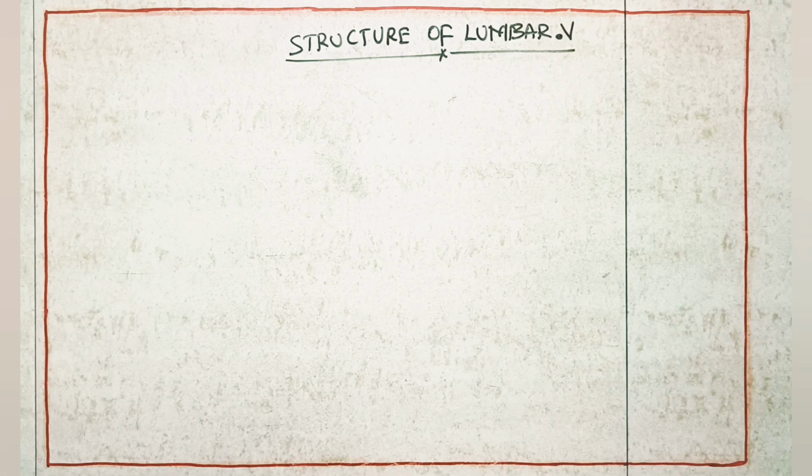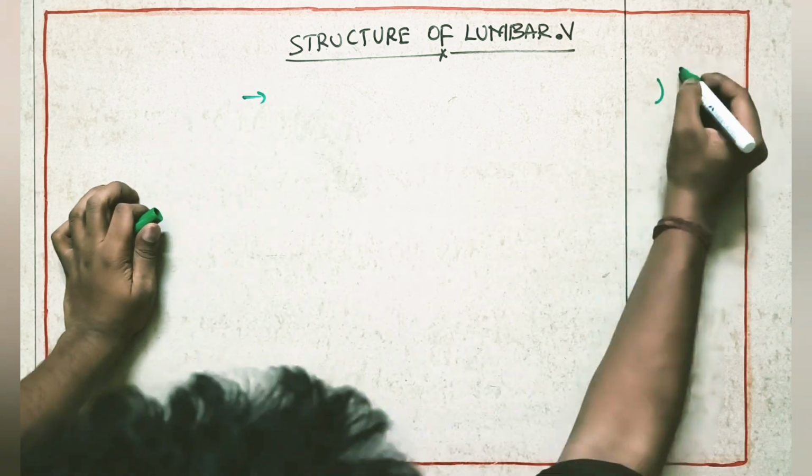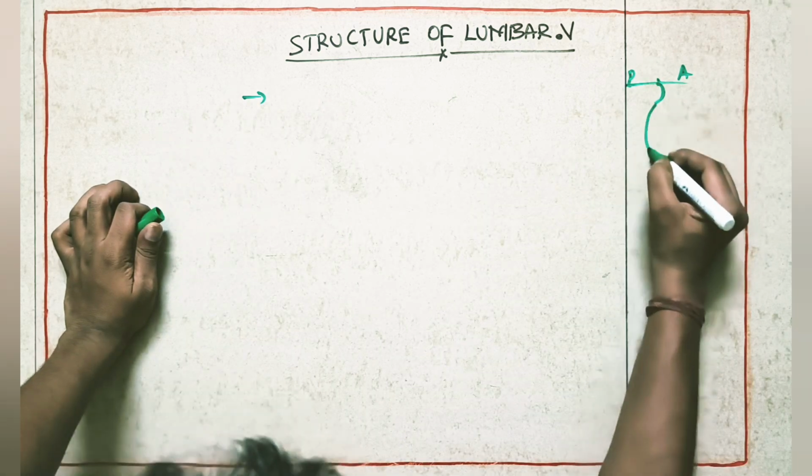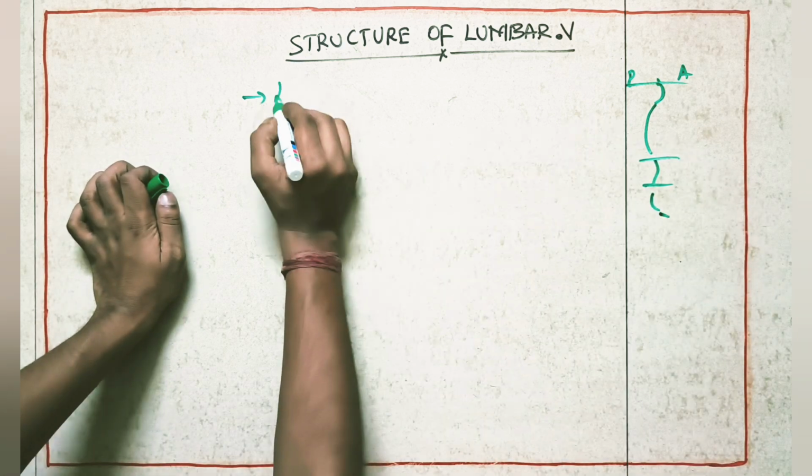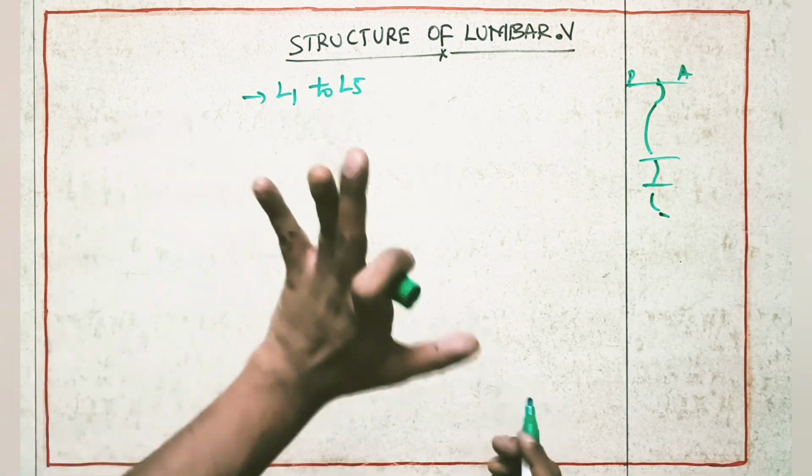Structure of the lumbar vertebra. So here we know that this is the cervical region, anterior, posterior, cervical region, thoracic region, lumbar region, sacral region, and coccyx. In this lumbar region, we'll have vertebrae L1 to L5, a total of 5 vertebrae.